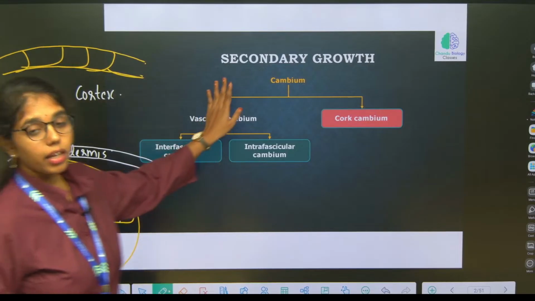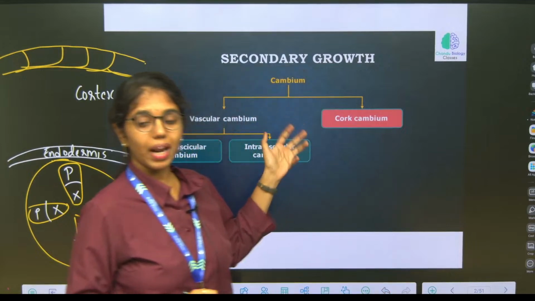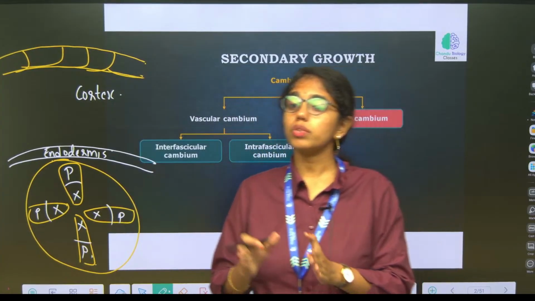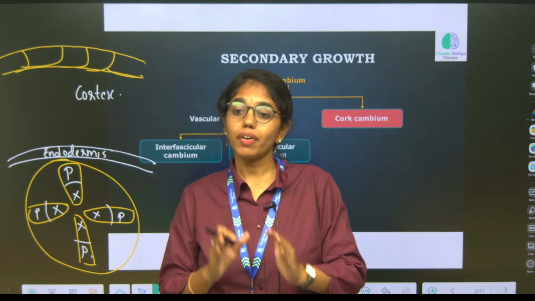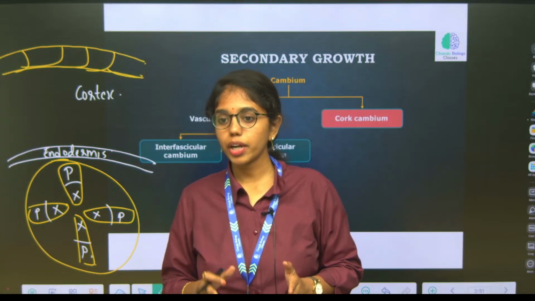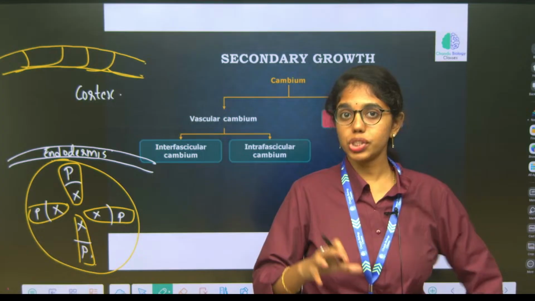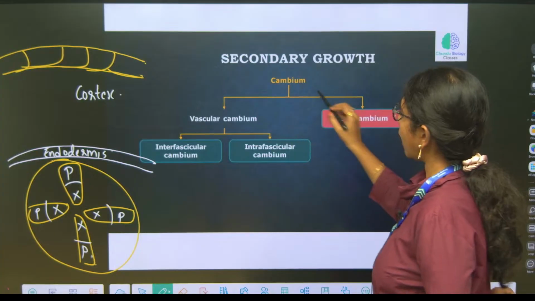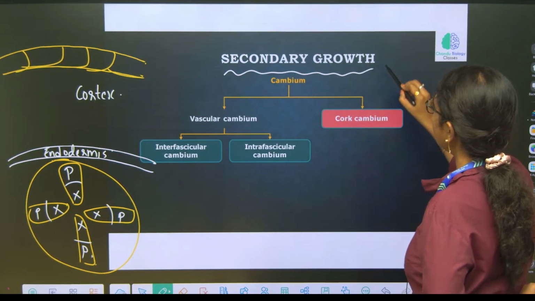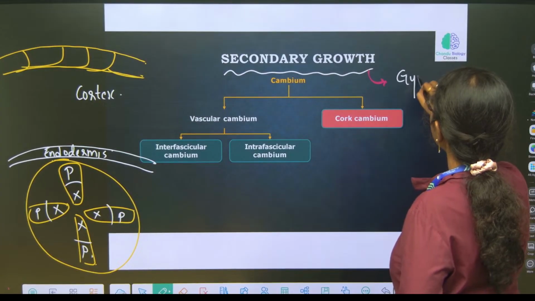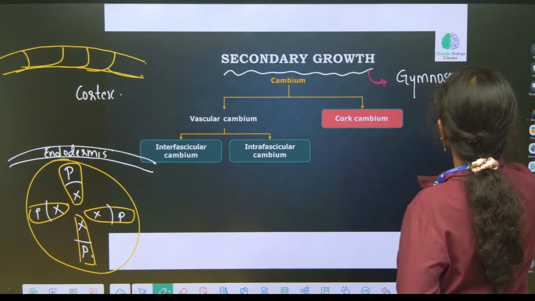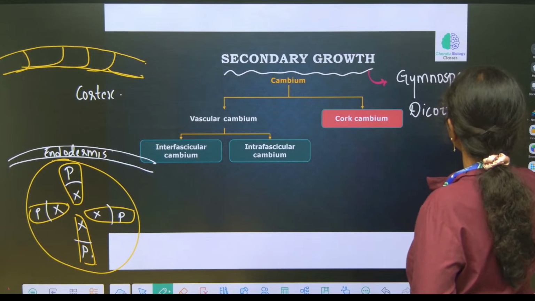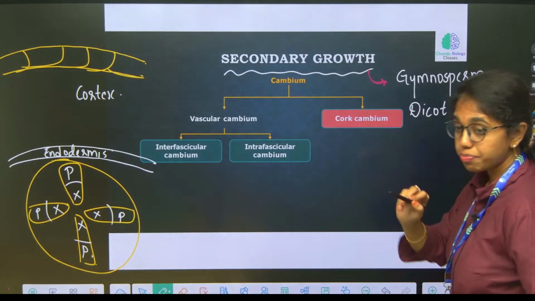So, what does secondary growth mean, and in what type of plants will you observe it? Secondary growth is the lateral growth which takes place in the primary plant body for increase in the girth of the plant. The growth which takes place in the later part of plant life to increase the girth is called secondary growth. Secondary growth is observed in gymnosperms and dicotyledons or dicot plants. Secondary growth is absent in monocots.